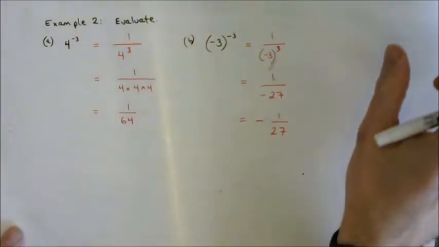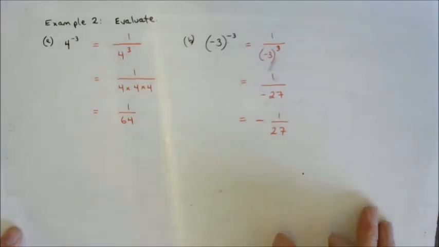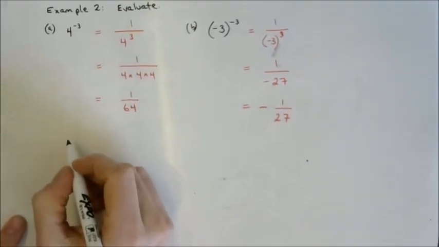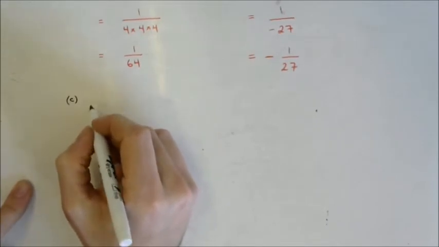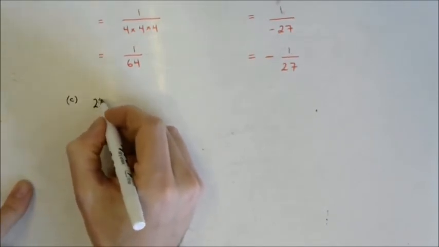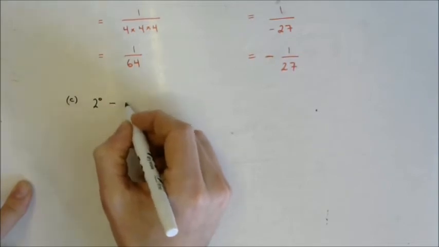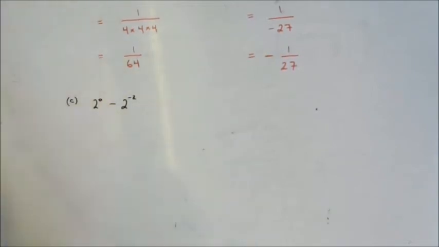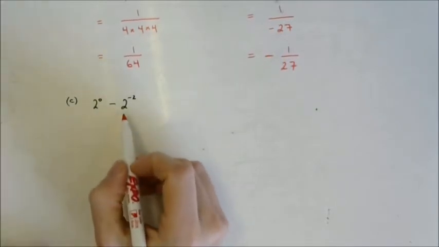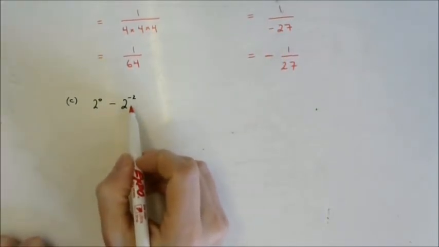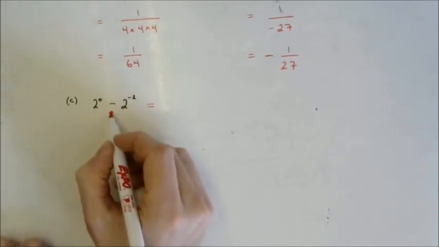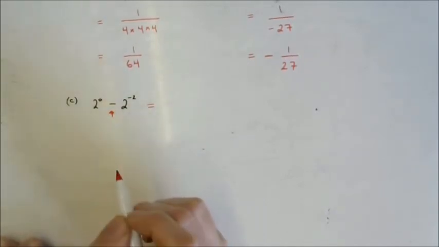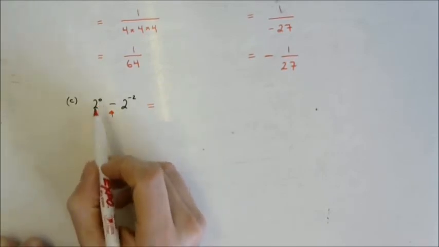If you have space to the right to do one more example, go for it there. I am going to just jump down to make some more space for myself. But here we have an expression with 2 powers. We have 2 to the power of 0 minus 2 to the power of negative 2. So we're going to deal with these things separately because they're separated by a negative symbol. But what is 2 to the power of 0?